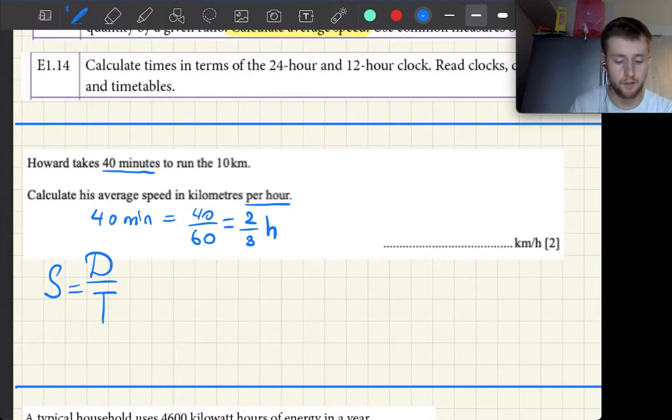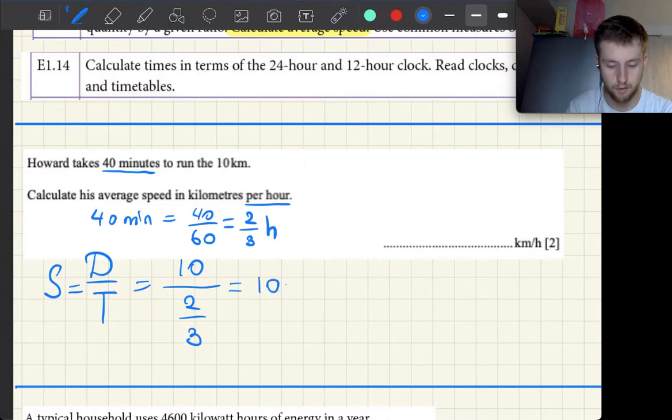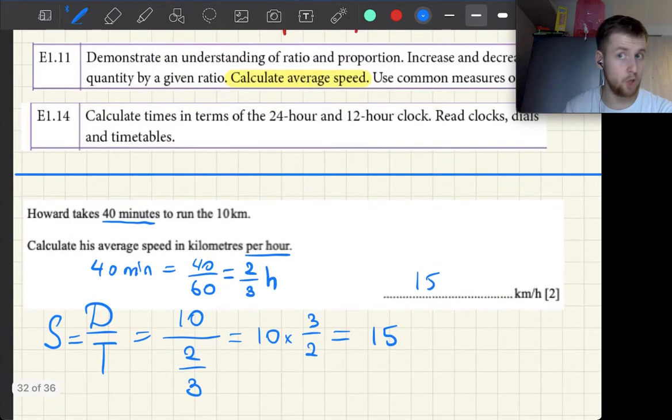Now we can solve it. So speed equals distance over time. Distance is 10 kilometers. Time is 2 over 3. So it's 10 divided by 2 over 3, which we could say is 10 multiplied by 3 over 2, which would be equal to 15. So 15 kilometers per hour.